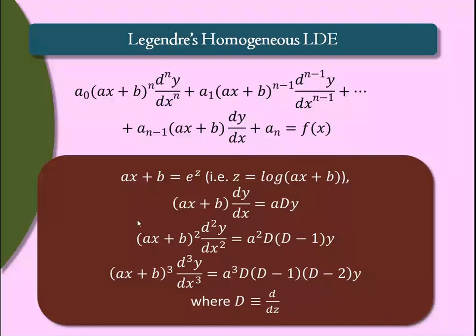Then put all these values back into the equation. All these terms get replaced by derivatives with constant terms. a^3, a^2, a are all constant terms, and multiplying by a0, a1, an, which are again constants, the product is a constant. By using this substitution, and putting all these terms in, the equation gets reduced to a differential equation with constant coefficients.